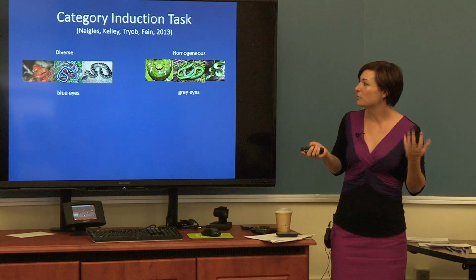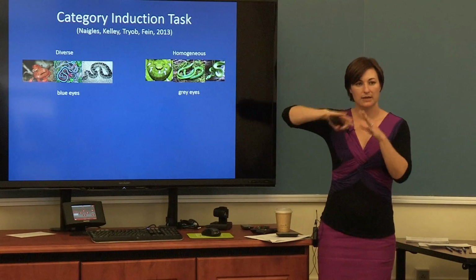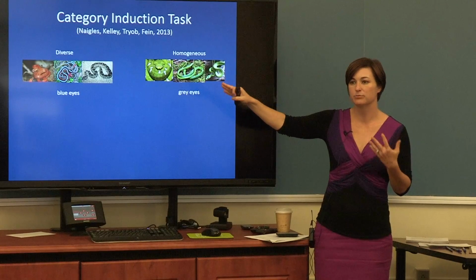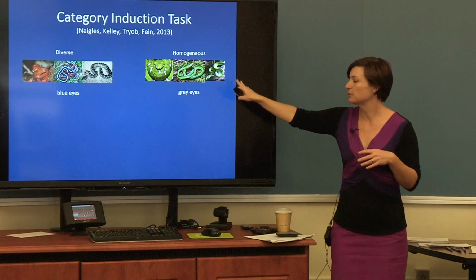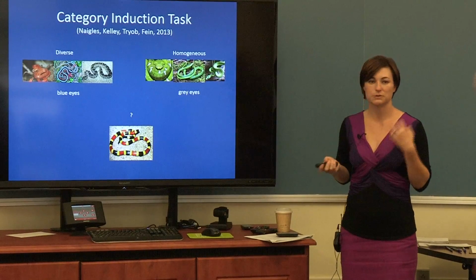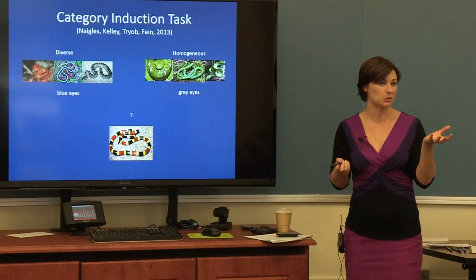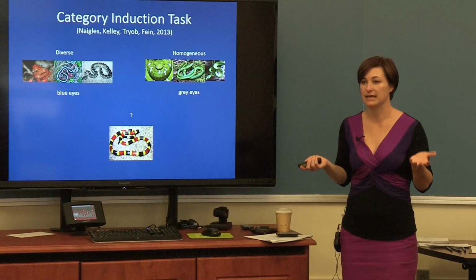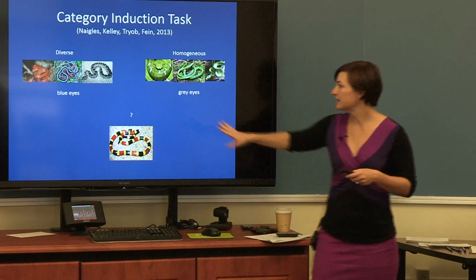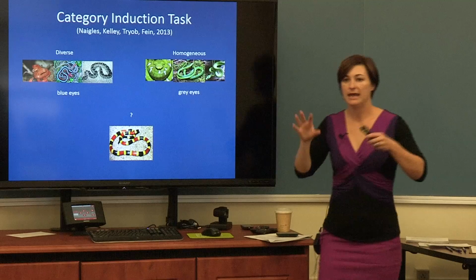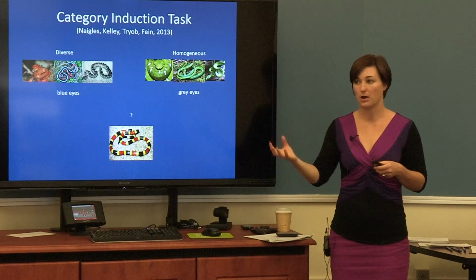And so for one set, they would introduce the diverse set and say this group of snakes has blue eyes, and then this group of snakes has gray eyes. They would then introduce a novel snake that the individuals hadn't seen and then say, what color eyes does that snake have? And we would expect that kids would use that diverse cue, right? Because it extends to more exemplars.